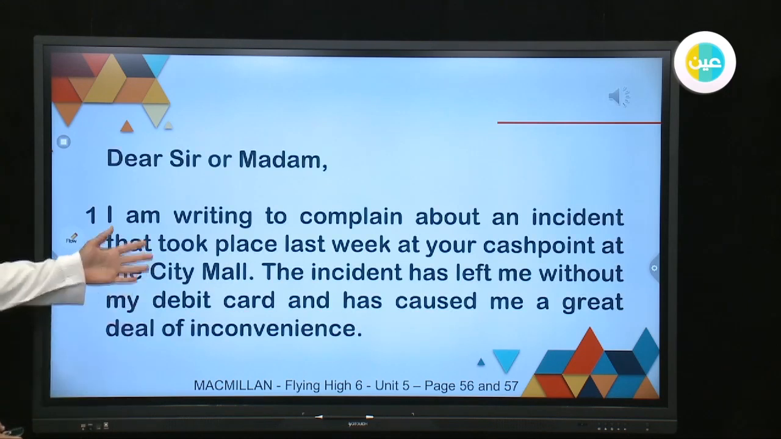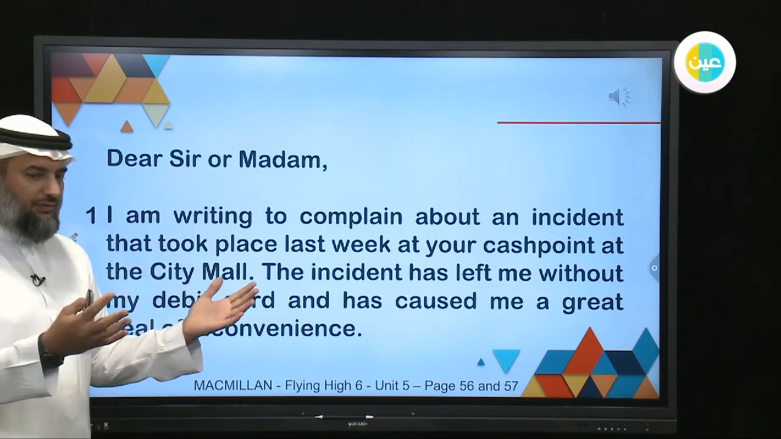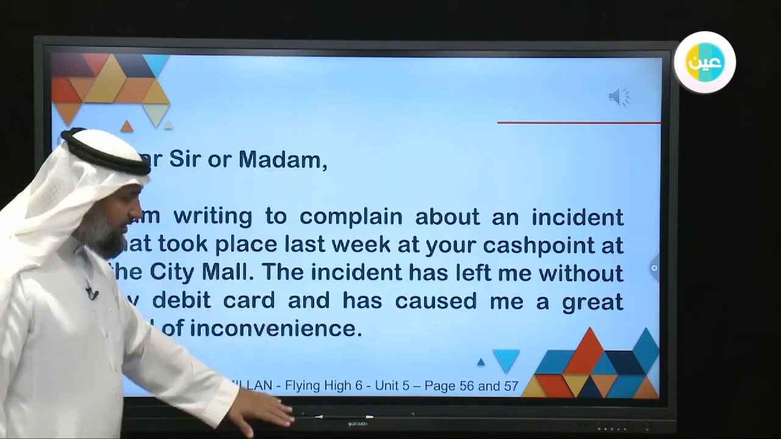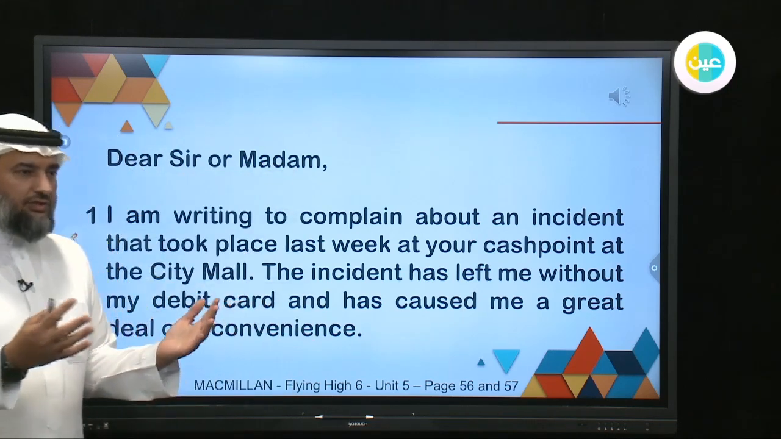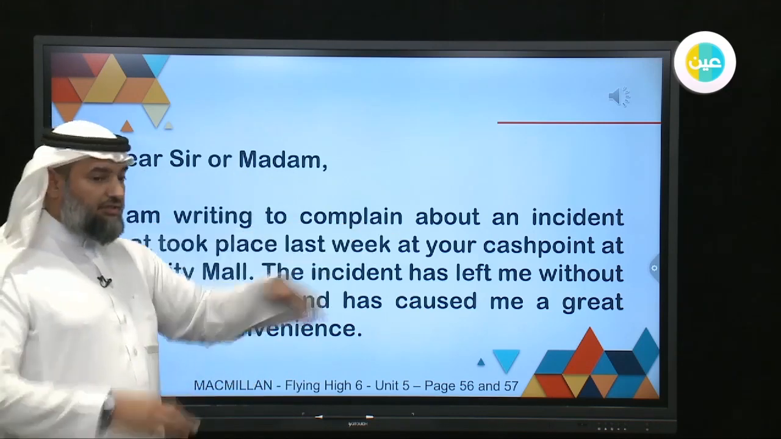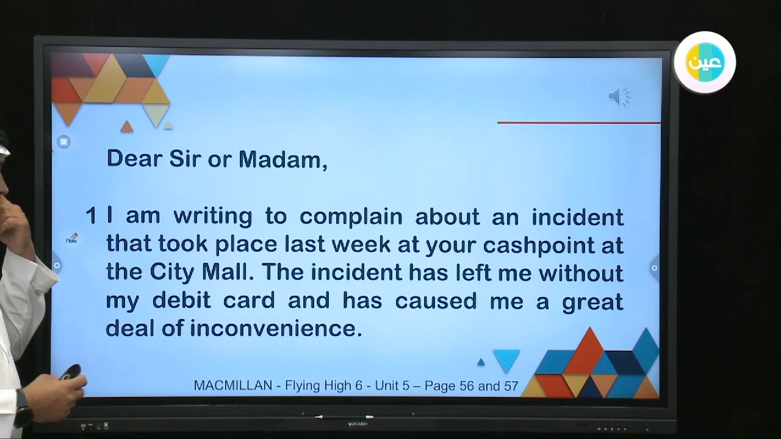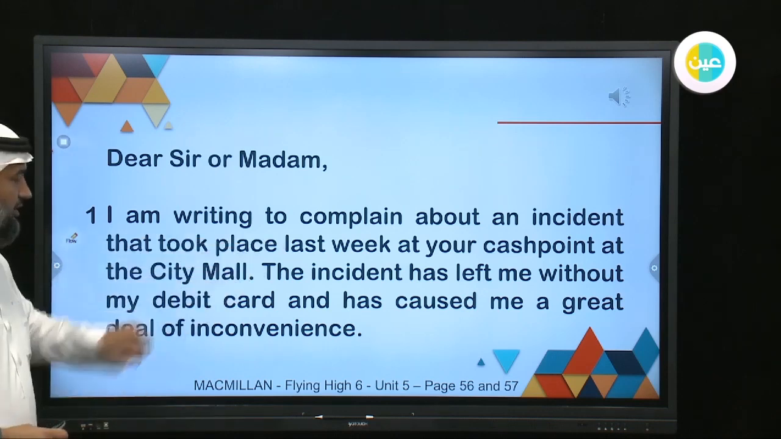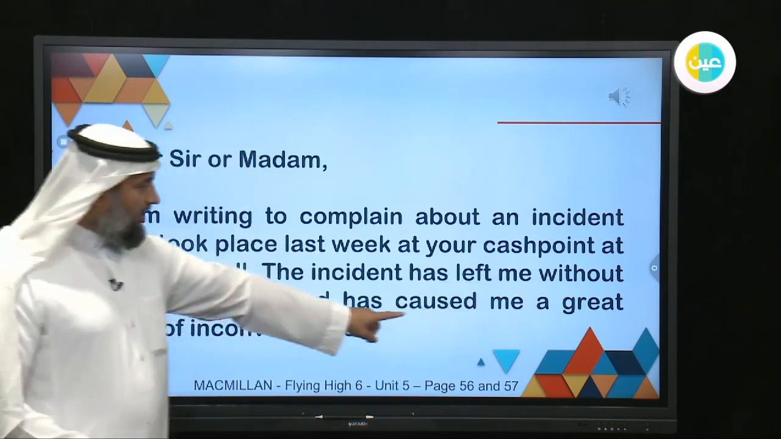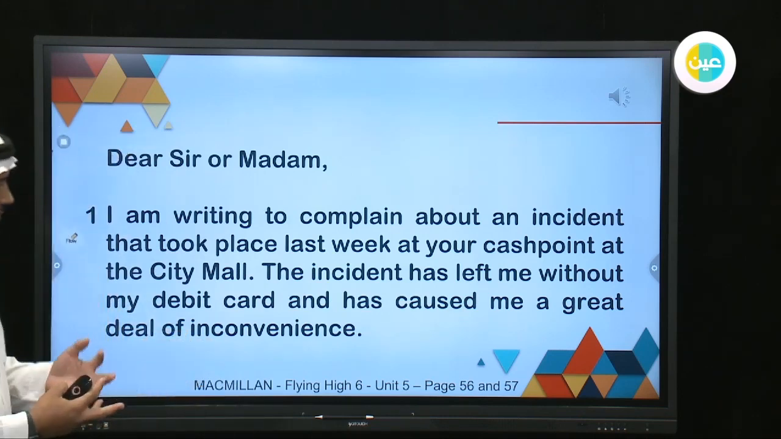Now in this one he's giving the letter. If you look at the letter, he said, Dear Sir or Madam. He doesn't know the name of the person that he's writing to because he's writing to a company, to a bank. So he's starting from the beginning. You can know what's going on. He started talking about the problem. I'm writing to complain about, he's complaining about something. What happened? An incident that happened at the cash point at the City Mall. The incident has left me without my debit card and has caused me a great deal of inconvenience. Bad things.